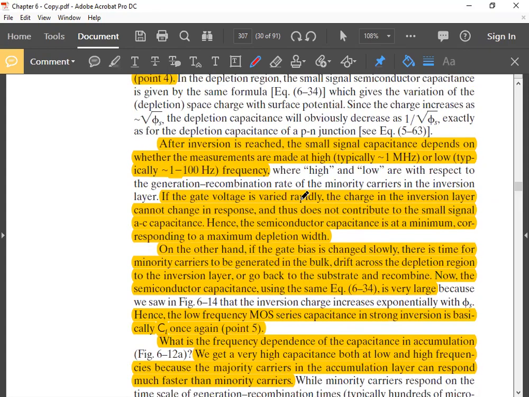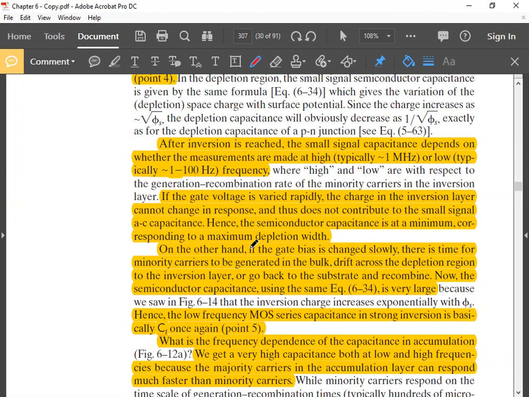So if the gate voltage is varied rapidly, that means high frequency, the charge in the inversion layer cannot change in response and thus does not contribute to the small signal AC capacitance. Okay, the thing I just mentioned. So here the charges are the negative minority carriers, electrons. Hence, the semiconductor capacitance is at a minimum corresponding to the maximum depletion width, that means WM, CD min.